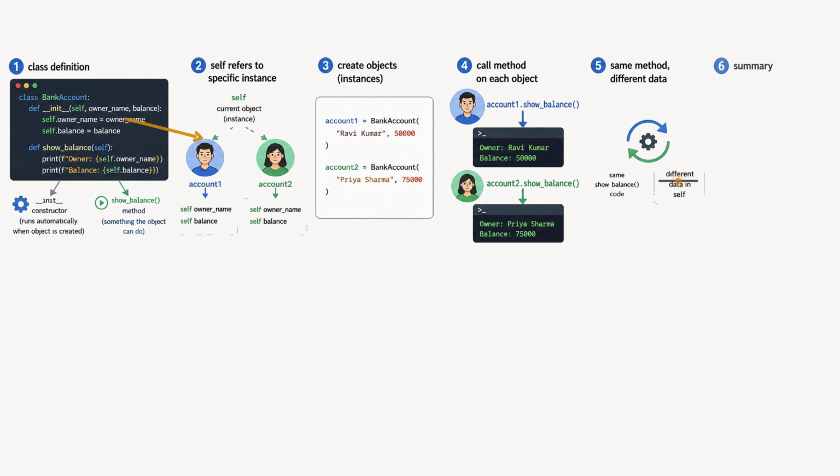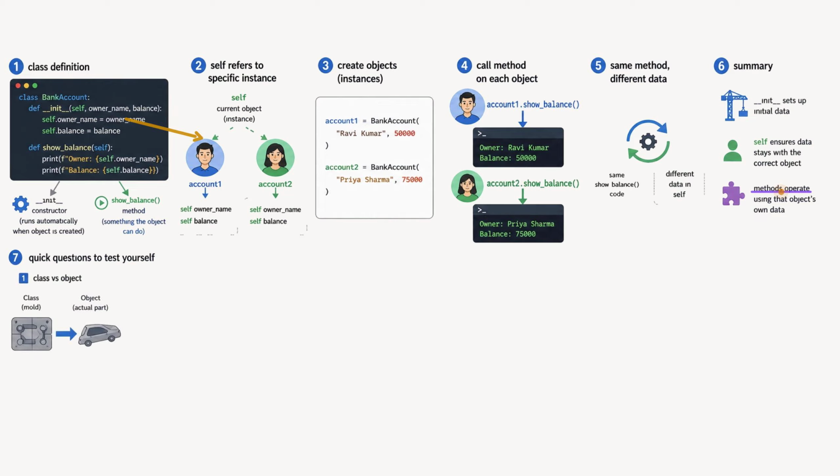To summarize these core rules, the init method sets up the starting data, self ensures the data stays tied to the correct object, and methods operate using that individual object's data. Let's do a quick knowledge check. First, what's the difference between a class and an object? Think of a manufacturing plant. The mold is the class, the blueprint; the actual car part it stamps out is the object.